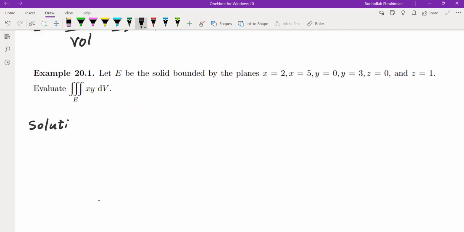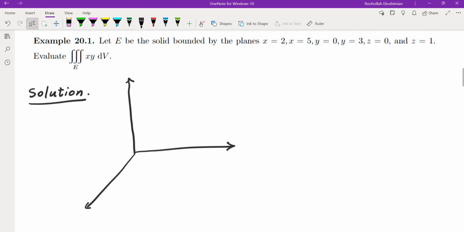So here is the first example. Let E be the solid bounded by the planes x equals 2, x equals 5, y equals 0, y equals 3, z equals 0, and z equals 1. The very first thing you want to do is always to draw the diagram. So we need to draw two things. First, the solid, which we will draw. Next, the projection onto the xy plane.